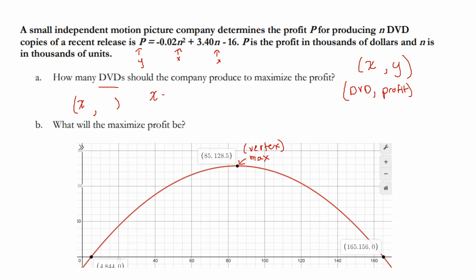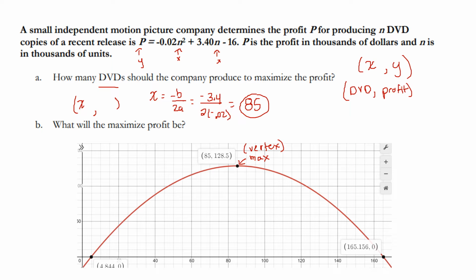We know we can use the formula for the axis of symmetry of -b divided by 2a. So you could plug in -3 4/10 divided by 2 times -200. If you plug this in to your calculator, you're going to get 85. Now this is not 85 DVDs, this is 85,000 DVDs. That is going to be our maximum number of DVDs. Now you're going to put this in as 85, that's fine, but we understand that's 85,000.